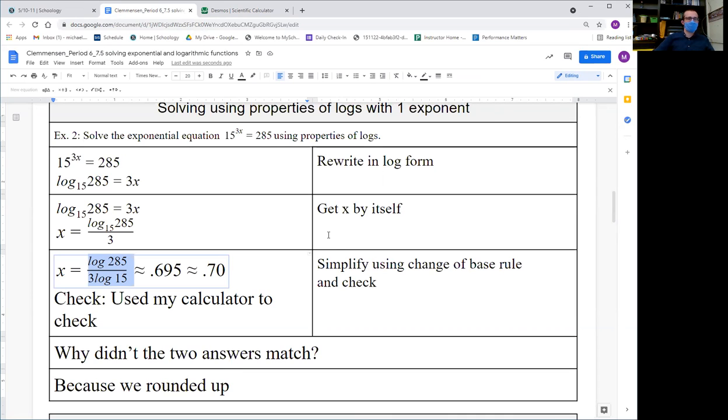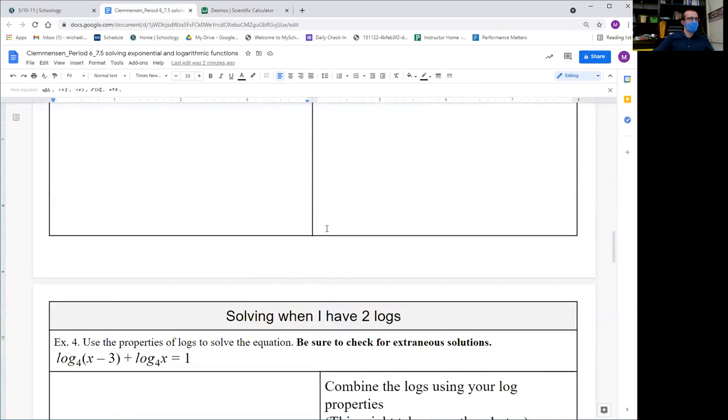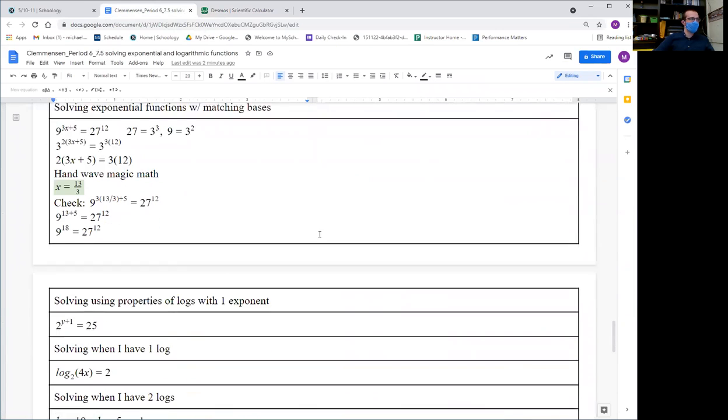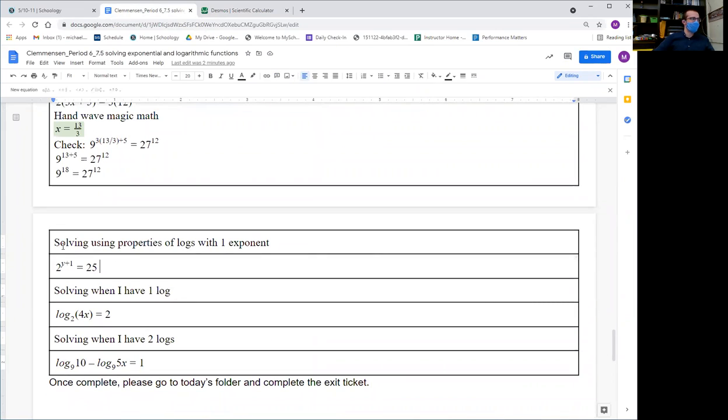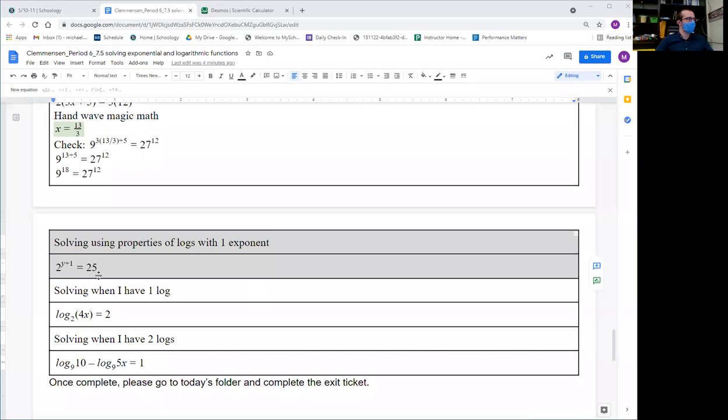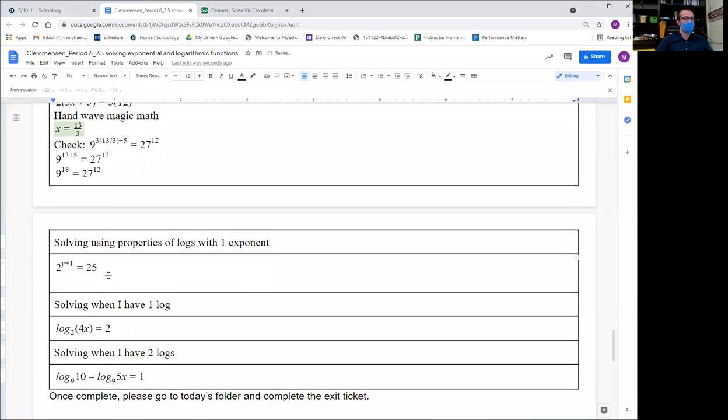All right. Let's move down then into the part that's you do practice. We're going to do the second problem down here, the solving using properties of logs with one exponent. I'm going to give you again about another 2 minutes to complete this problem. And I would like to see what you can do. So you have 2 minutes to complete this starting now. As always, let me know if you have any questions. Who can tell me my first step for this problem?